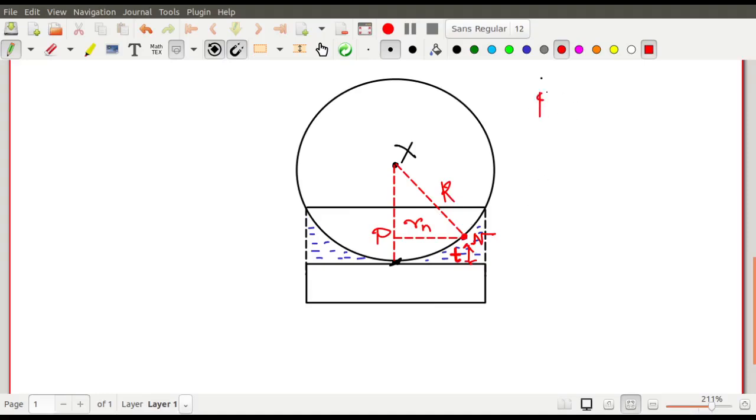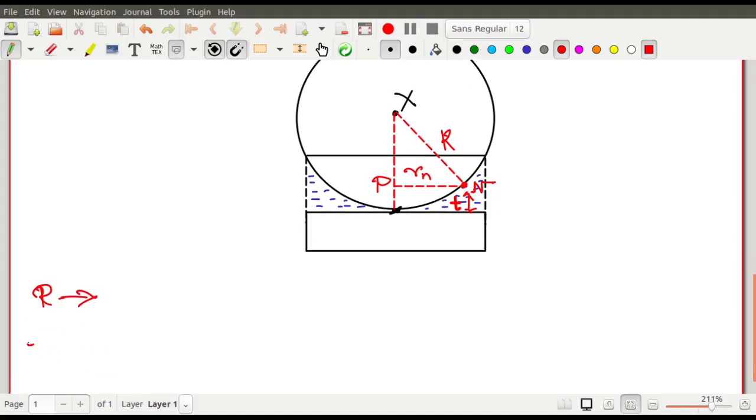So let me write over here. So here capital R is the radius of curvature of the lens. Not here, let me write it at the bottom. So capital R, and what is this Rn? It is the radius of the nth fringe.